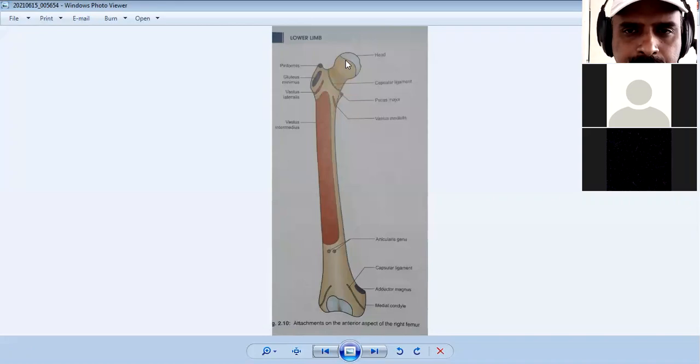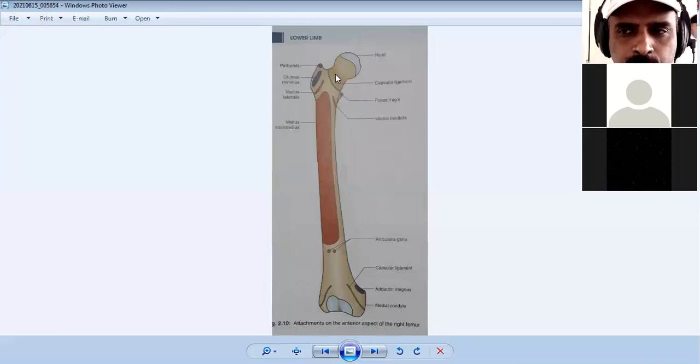And this is the immediate constricted part, which we call the neck of the femur. This neck consists of an upper border, lower border, anterior surface and posterior surface. Anterior and posterior surface, upper border and lower border, that you have to remember in the neck.